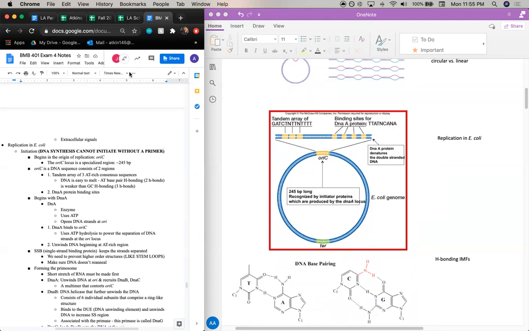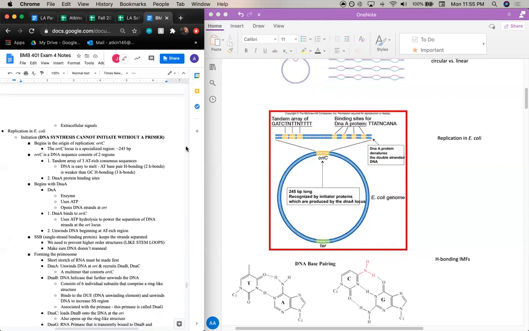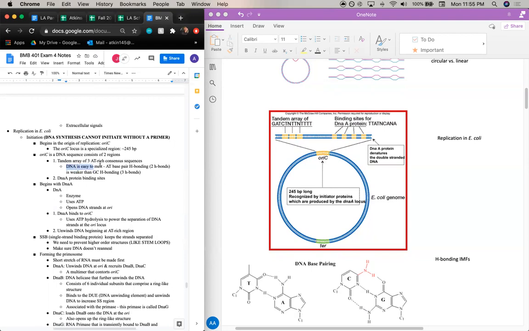Anyways, the OriC locus is a specialized region, and it's around 245 base pairs. OriC itself is a DNA sequence that consists of 2 regions. We have a tandem array of 3 AT-rich consensus sequences. So I got this figure from the internet, and well, I don't know exactly where this came from. We're certainly seeing a lot of T's that would bond to a lot of A's. So why is this DNA easy to melt here?